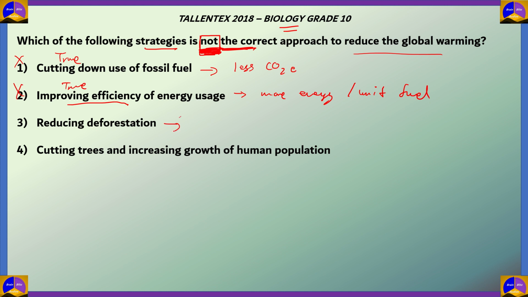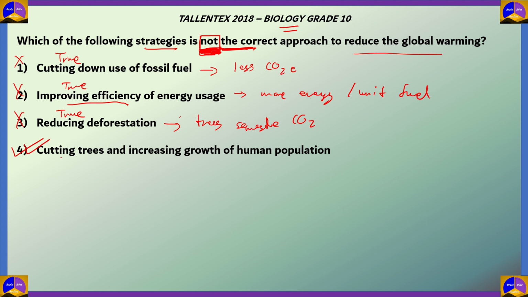Reducing deforestation works because trees sequester carbon dioxide. So that means less CO2, so that means global warming's impacts are reduced. So that means the third statement is also true. It's a correct approach, which makes the option incorrect.